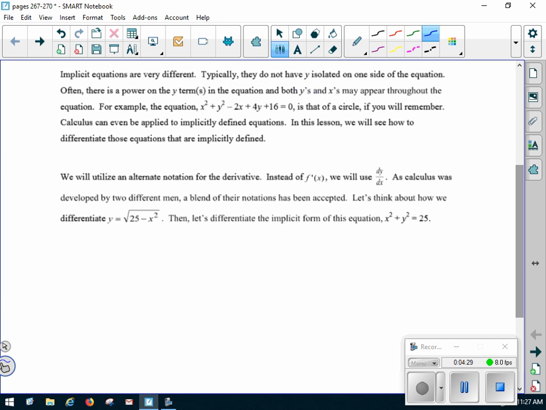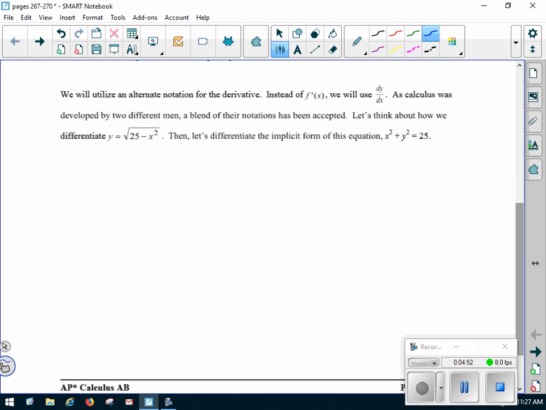Calculus can even be applied to implicitly defined equations. In this lesson, we will see how to differentiate those equations that are implicitly defined. There are going to be more equations in the world that are implicitly defined than are explicitly defined. So we've got to know how to deal with them. All right.